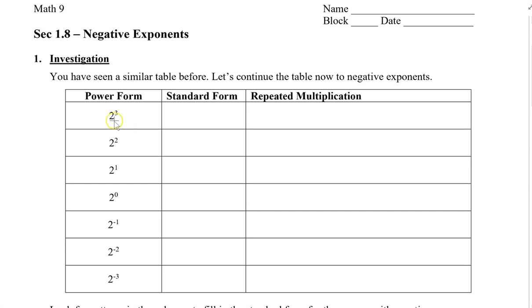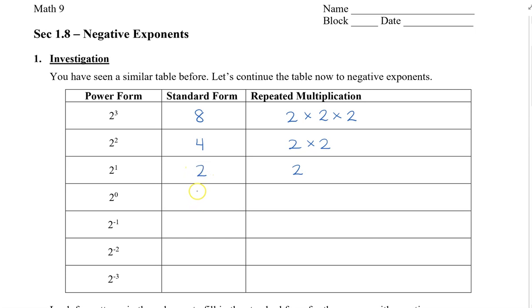So what we're going to do is start with some positive exponents and work down to the negative exponents. So 2 to the power 3, we know how that works already. That is the same as 2 times 2 times 2, and that, in standard form, is 8. 2 squared is 2 times 2, which is 4. 2 to the 1 is just a single 2, and we know that's 2.